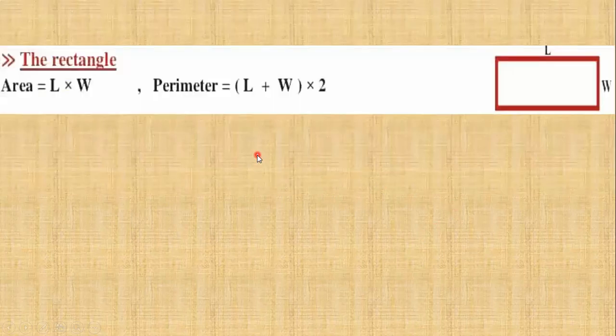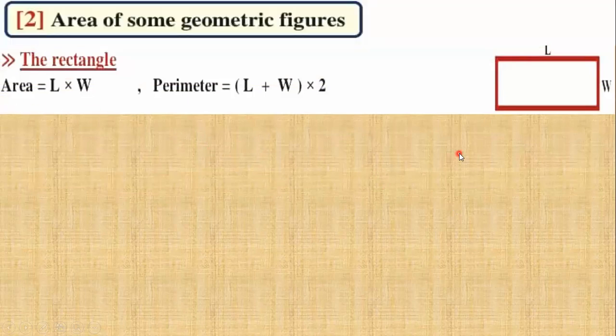Last one, I think, area of rectangle. Okay, we have here a rectangle with length L and width W. The rectangle area is the product of length and width. The perimeter of the rectangle is double the sum of length and width: length plus width, all times 2.